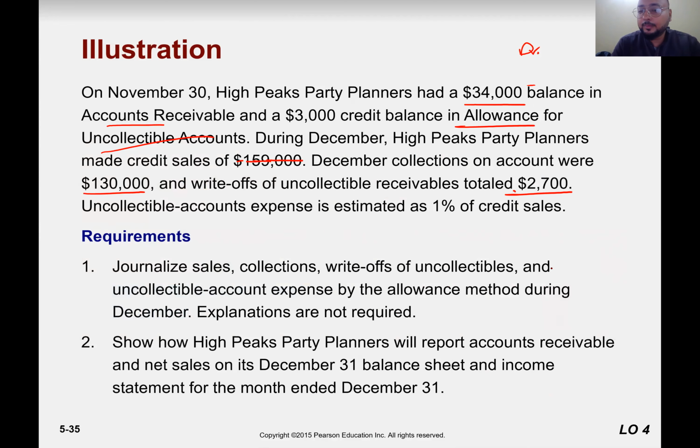okay, in our next page, we already have done. So among our receivable, $130,000 has been received, $2,700 is bad debts or uncollectible. So we establish uncollectible based on percentage of sales, 1% of the credit sales. So in this illustration, how much is the credit sales?